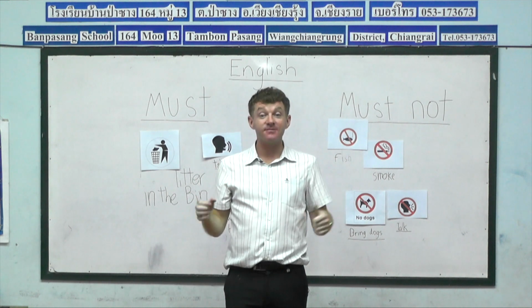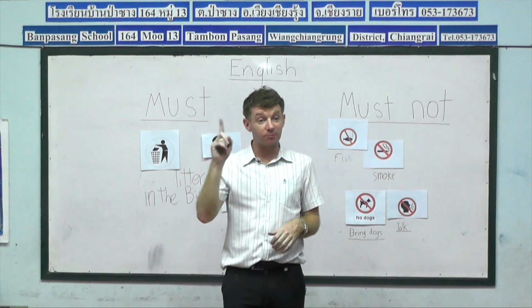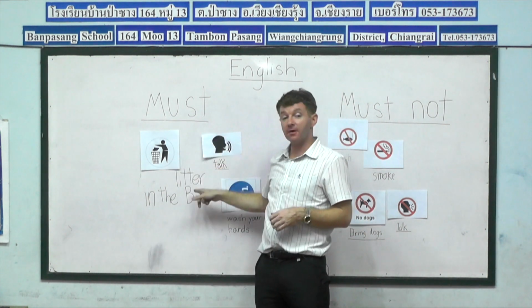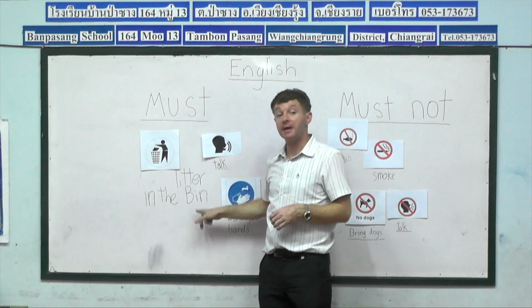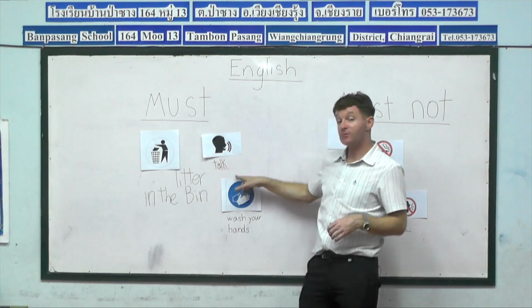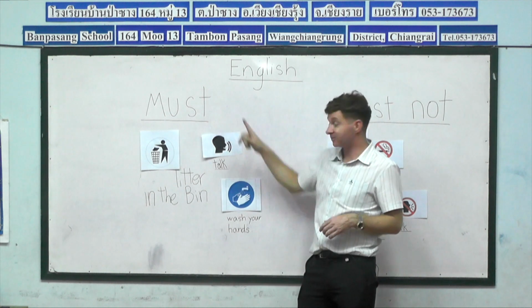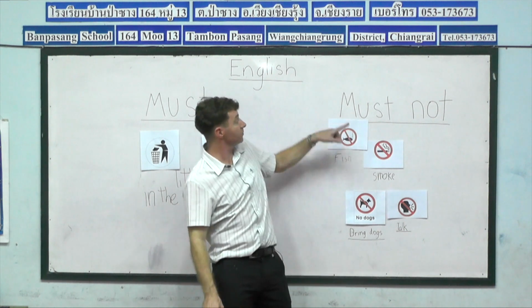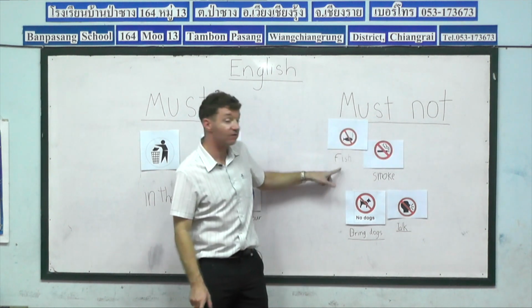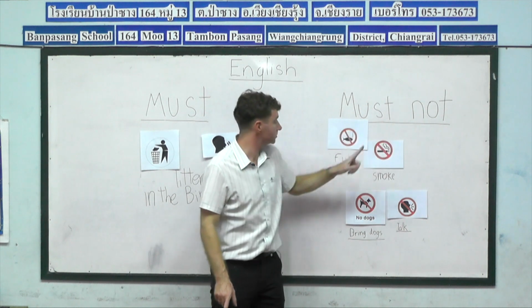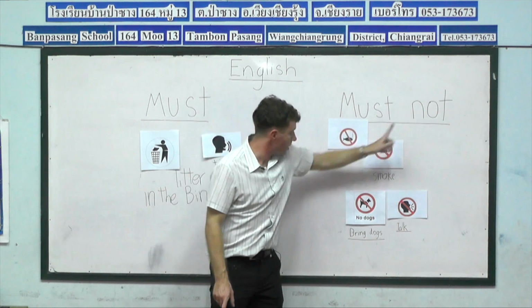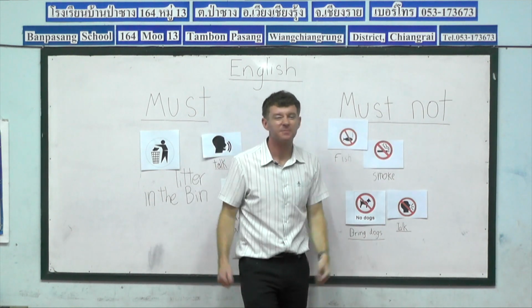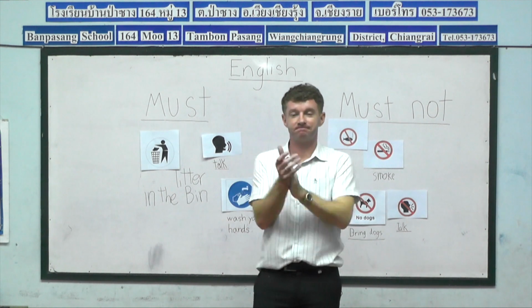That was excellent, guys. So before we close the exercise, let's practice speaking one more time. Must put litter in the bin. Must talk. Must wash your hands. And if we shouldn't do something, we say must not fish. Must not smoke. Must not bring dogs. Must not talk. Excellent, guys. That was very well done.